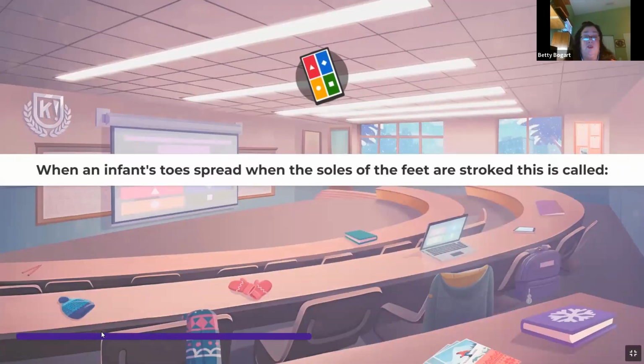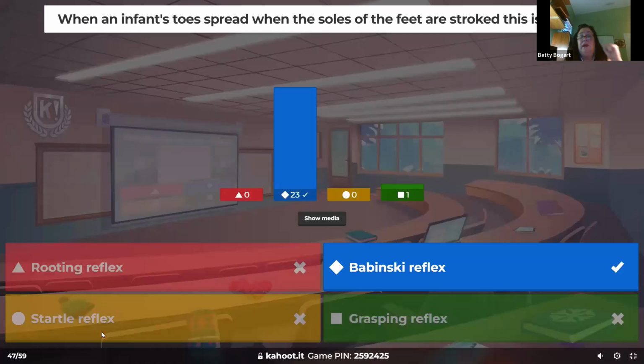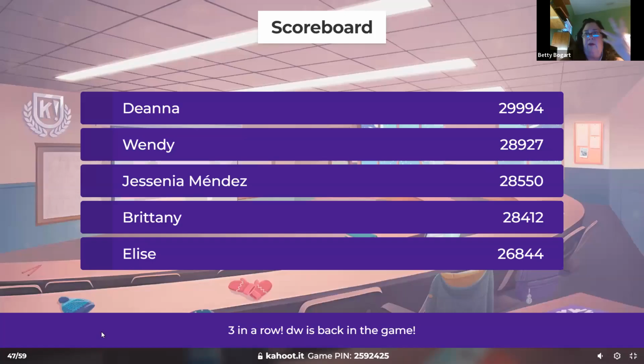When an infant's toes spread, when the soles of the feet are stroked, this is called Babinski, just like adults. Rooting is when you stroke their cheek and they go for food, whether it be breast or bottle. Startle is when they jump when they hear a noise, or you hit the crib and you startle them. It's called startle reflex. And grasping is when you grasp a rattle.